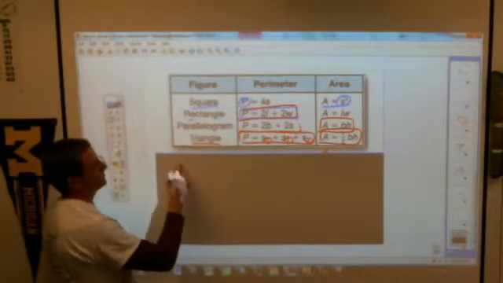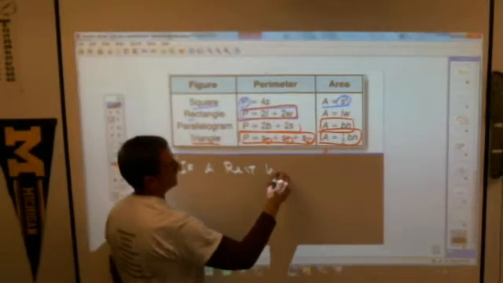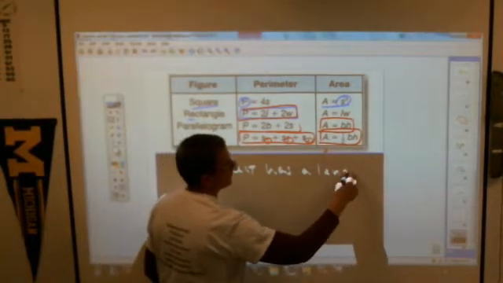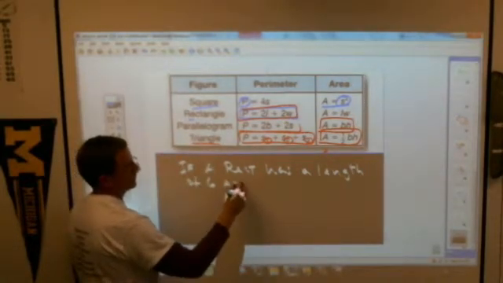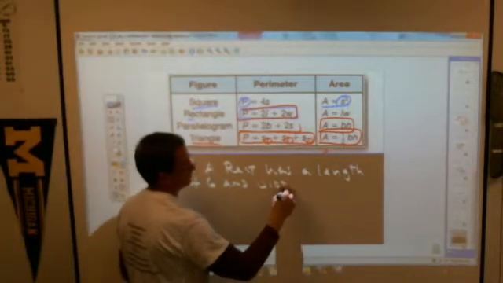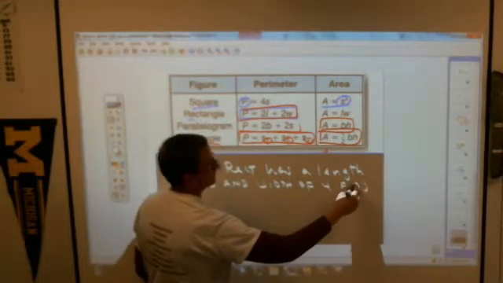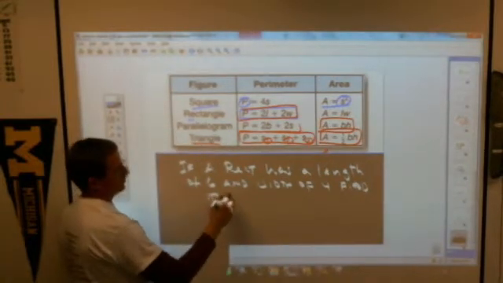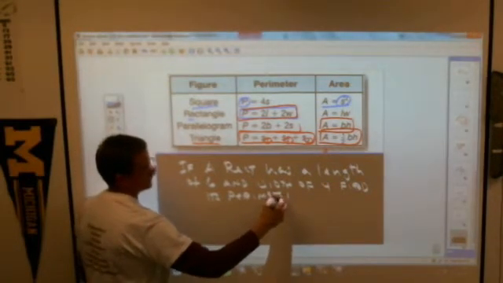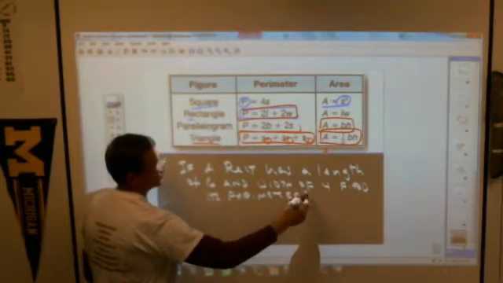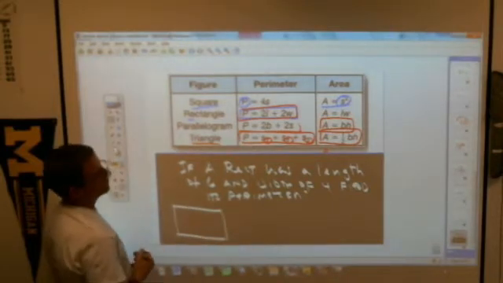if a rectangle has a length of 6 and a width of 4, find its perimeter. So obviously, Charlie, the first thing I would do is, yes, draw the rectangle. Did you say that and I just didn't hear you? The rectangle is what?